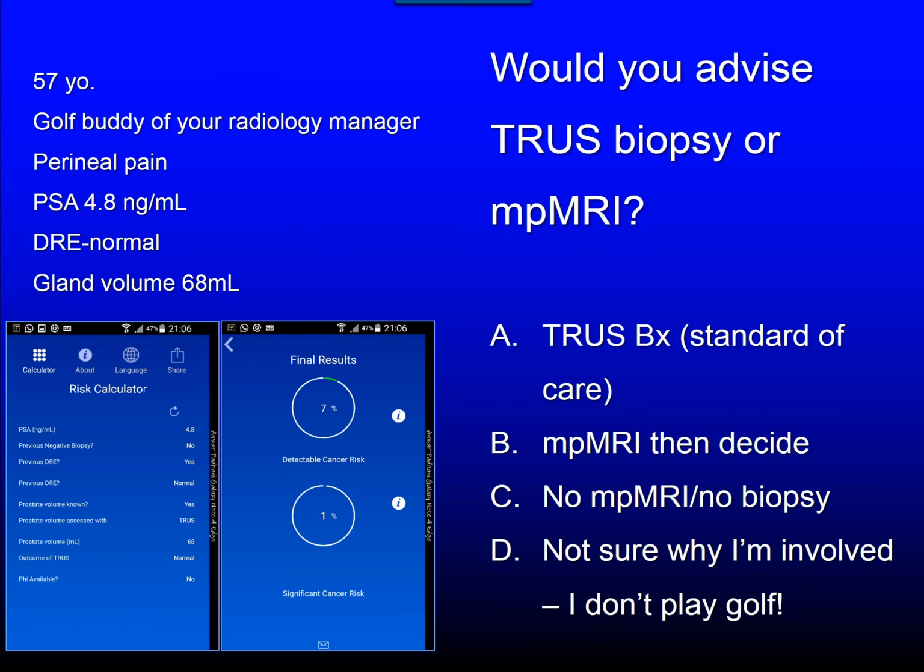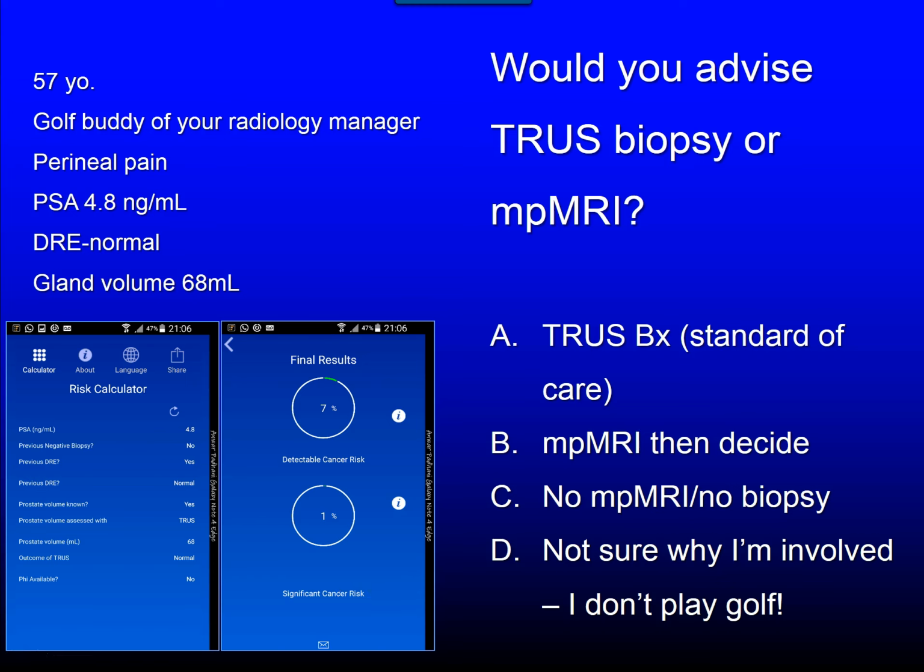So here is a patient who is a golf buddy of your radiology manager. He presents with perineal pain. He has a PSA of 4.8. His glandular volume is 68 ml. If you look at his risk calculator, you can see he has a 7% chance of having any cancer, but only a 1% chance of a clinically significant cancer.